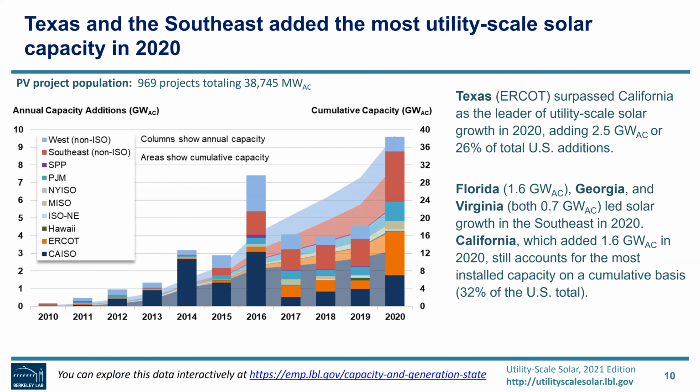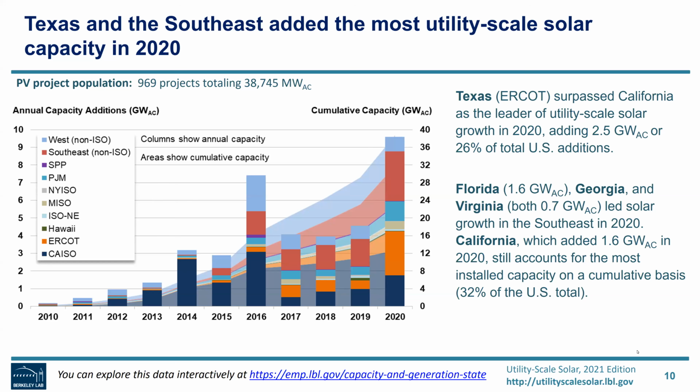I already touched upon this briefly, but the regional makeup of solar is really beginning to change significantly. For the rest of this presentation, we will now switch from statistics by state and focus instead on regions that have more meaning from a grid perspective. ERCOT, the electrical grid in Texas, surpassed CAISO of California as the leader of new utility scale installations in 2020, adding 1/4 of all the new capacity.